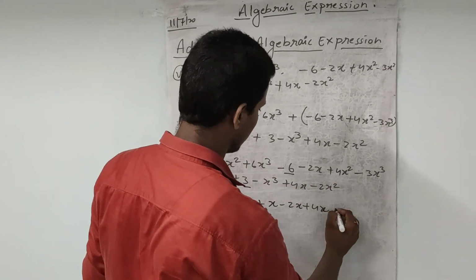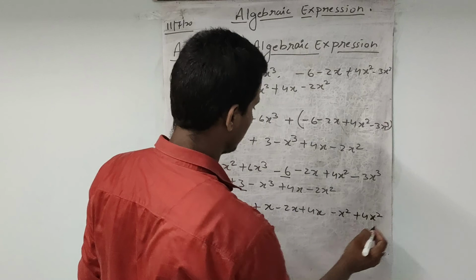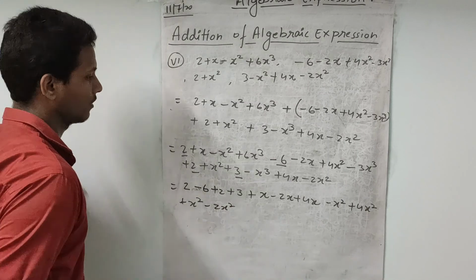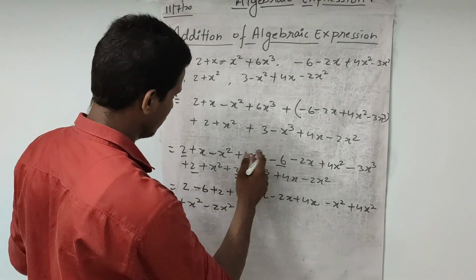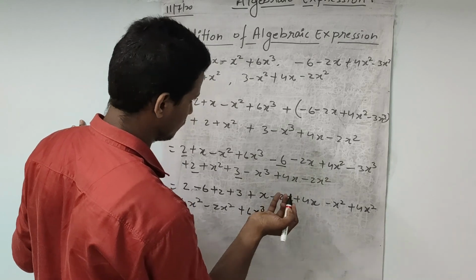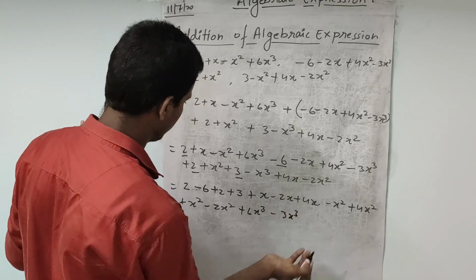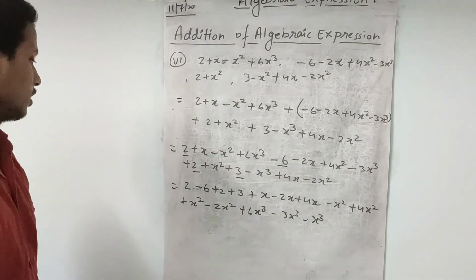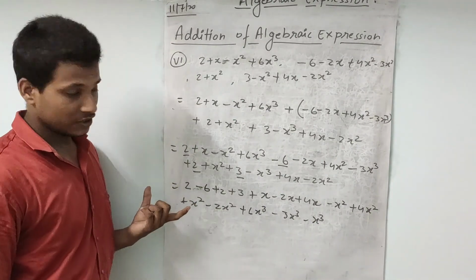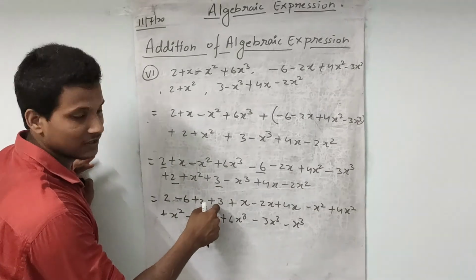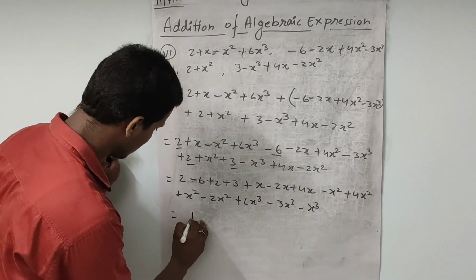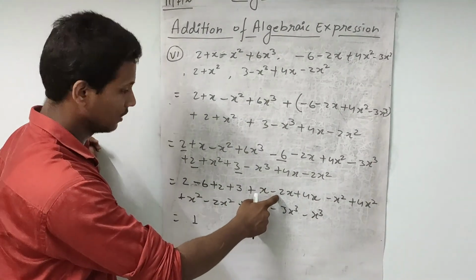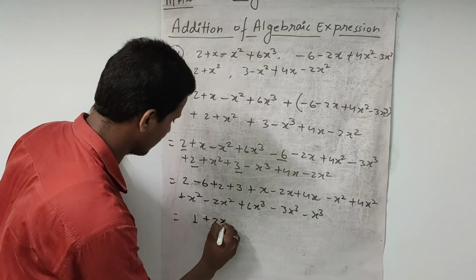Now we have the x square terms: minus x square plus 4x square plus x square minus 2x square. Now next we have the x cube terms: plus 6x cube minus 3x cube, then minus x cube. So we have collected all the terms. Now we are going to do the addition or subtraction. So 2 plus 2, 4, plus 3, 7, 7 minus 6, that is 1. Now 4 plus 1, 5x, 5x minus 2, that is plus 3x.